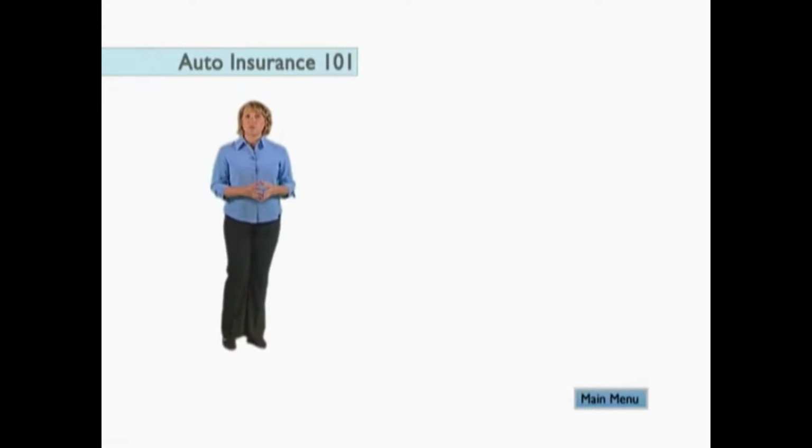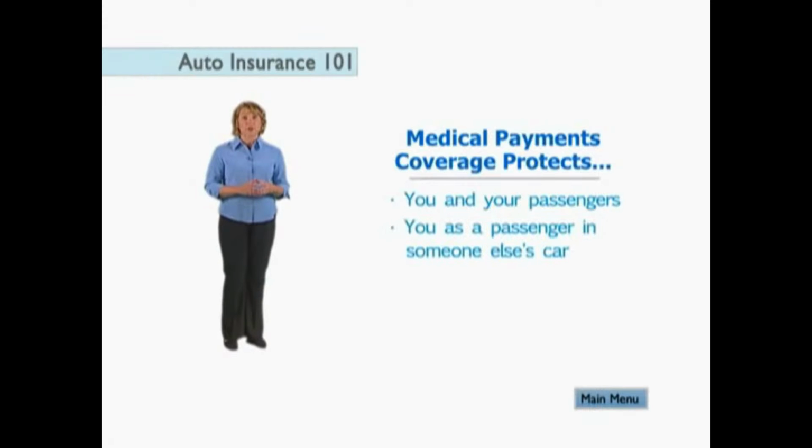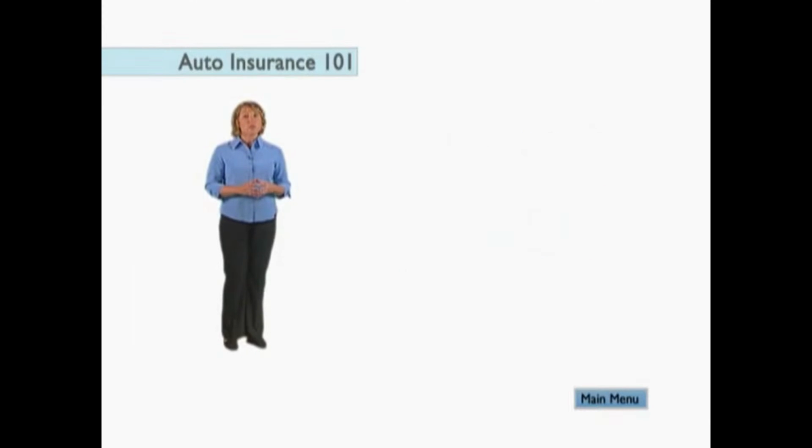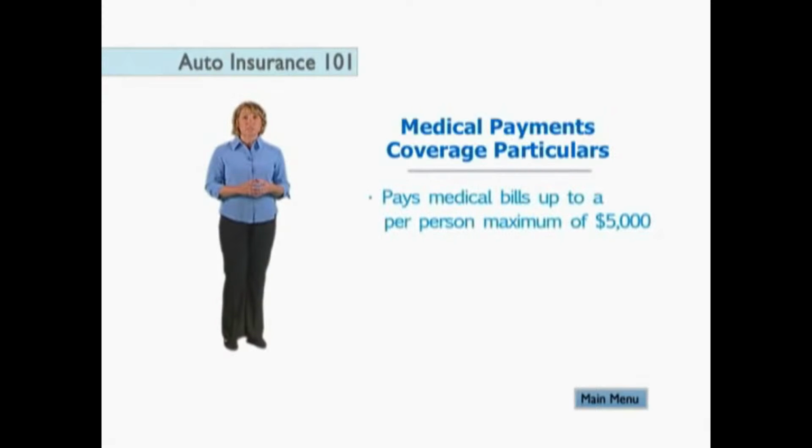The next coverage under an automobile policy is medical payments coverage. This provision protects you and your passengers if you're hurt in a car accident, regardless of who's at fault. The coverage also extends to you and your family members if you're a passenger in someone else's car or if you're a pedestrian injured by an automobile. Medical payments coverage pays the medical bills resulting from an accident up to a per-person maximum, commonly $5,000. There are no deductibles and no waiting period under this coverage, and prescription drugs related to the injuries are covered.